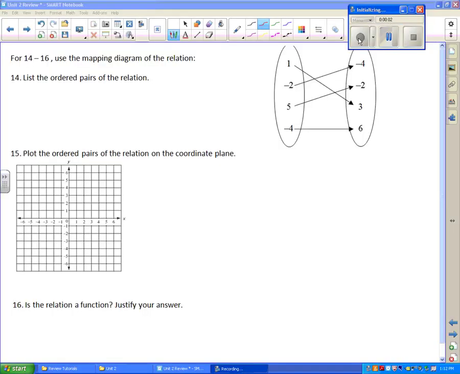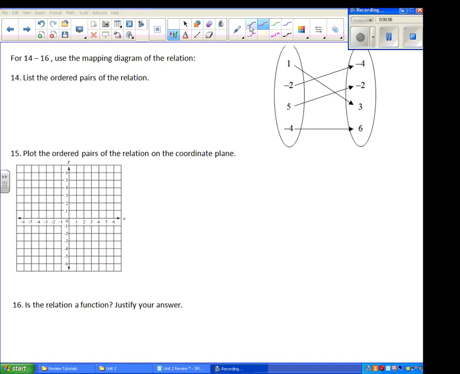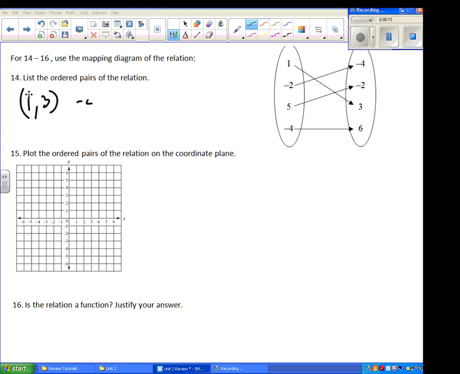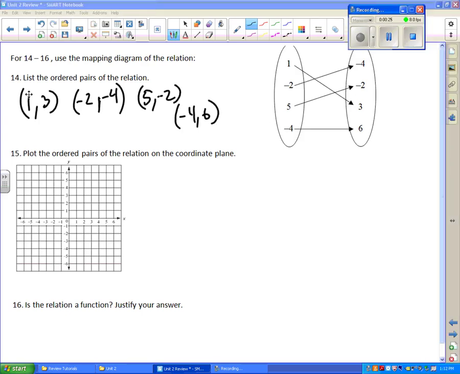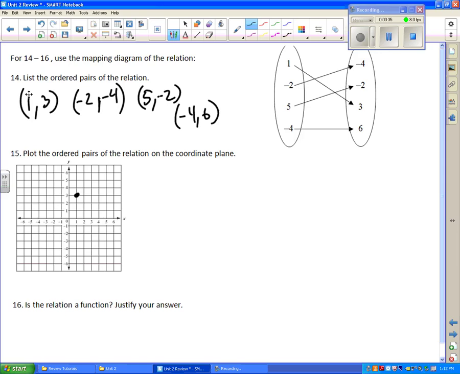Numbers 14 through 16. Number 14 lists the ordered pairs of the relation. The ordered pairs are 1, 3, negative 2, negative 4, 5, negative 2, and negative 4, 6. Then plot the ordered pairs of the relation on the coordinate plane. So 1, 3, negative 2, negative 4, 5, negative 2, and negative 4, negative 6.